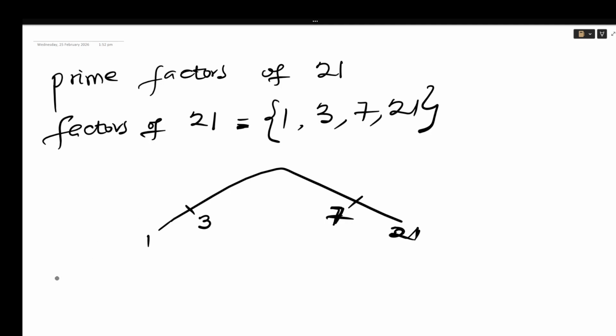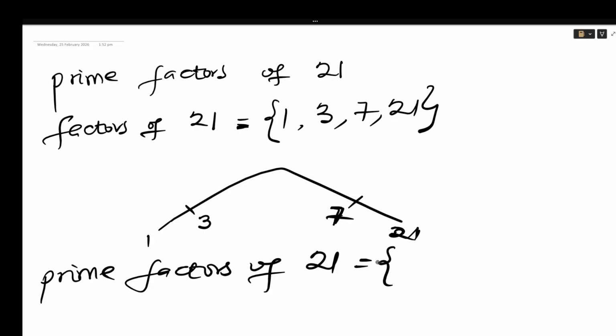Then we can proceed to find the prime factors of 21. Out of the factors we listed, which of them are the prime numbers? We have this and this: 3 and 7. So I put those over here, 3 and 7, to be the prime factors of 21.